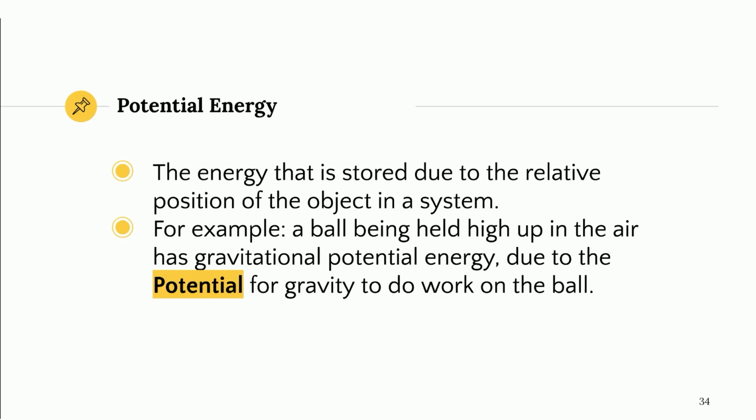Potential energy. The energy that is stored due to the relative position of an object in a system. So, once again, scientific terms, no one knows what this means. So, we'll use an example. A ball being held up high in the air has gravitational potential energy due to the potential for gravity to do work on the ball. When you hold a ball up high in the air, if you were to drop the ball, gravity could do a certain amount of work on that ball in the future. That is called potential energy. There are other forms of potential energy, but they're too advanced for this course.